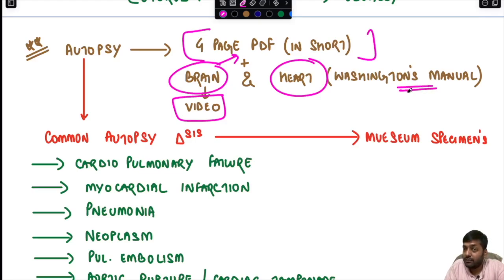Okay, in the group I have shared the PDF. So this is more than enough for you people. You will not have the time or energy to complete your autopsy in detail.